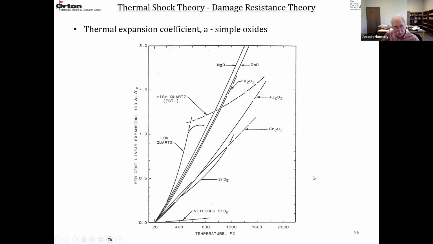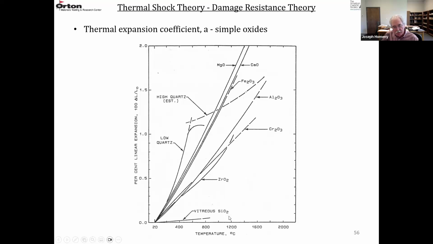So I showed these next three plots in a previous class, but this is percent expansion versus temperature. And this goes from 0 to about 2%, room temperature to about 2000 degrees C. So these are simple oxides like MgO, CaO, Al2O3, Cr2O3, and ZrO2. And they have pretty high thermal expansion coefficients. Quartz is also on here with the transition right there. So you don't have a lot of choice. These are all refractory type materials.